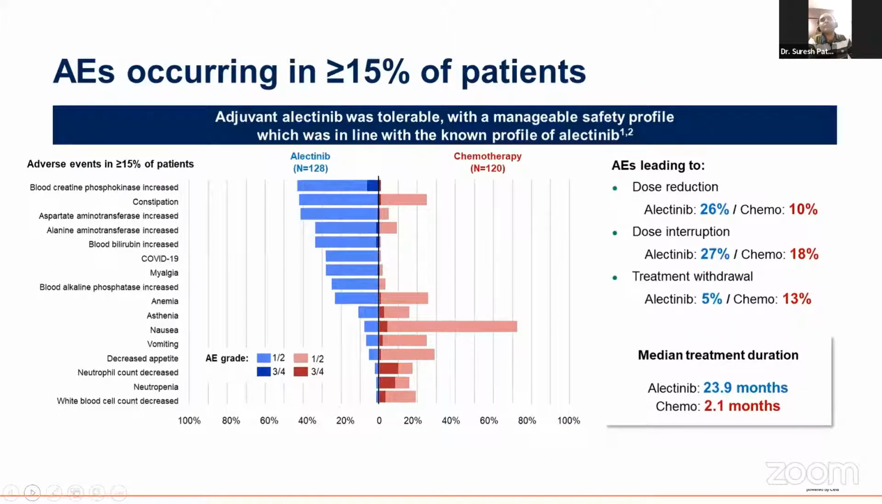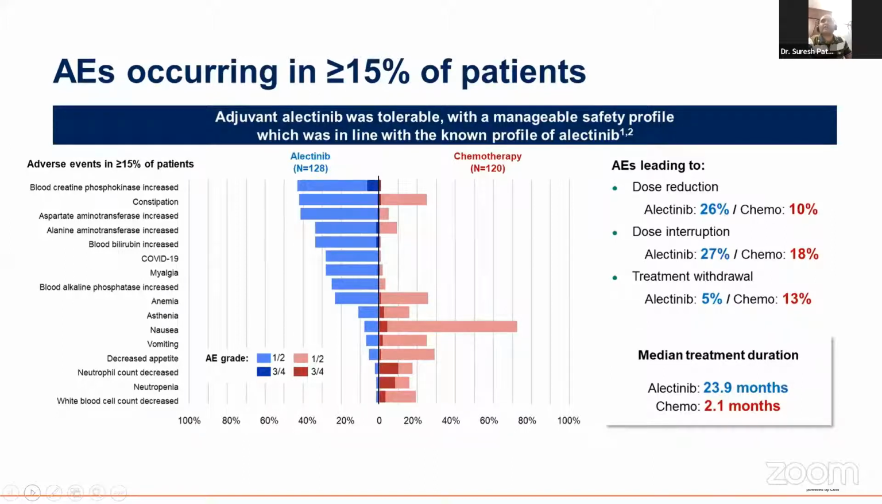When we come to the chemotherapy arm, the more commonly reported toxicities were nausea, vomiting, followed by febrile neutropenia, and grade 3 to 4 adverse events were reported in all the toxicities. So when we look at the dose reduction, you can clearly see that dose reduction was done in around 26% of alectinib patients, whereas it was only 10% in the patients who received chemotherapy.